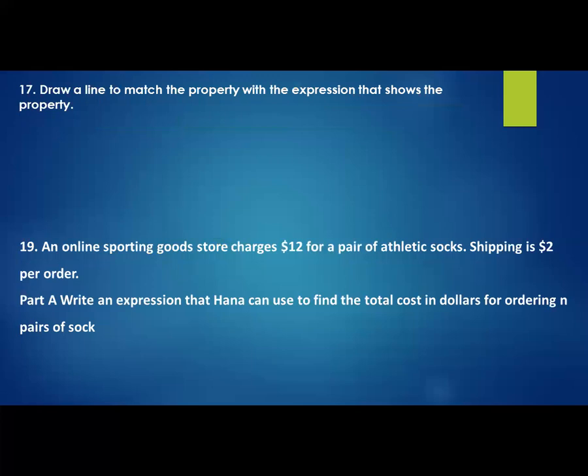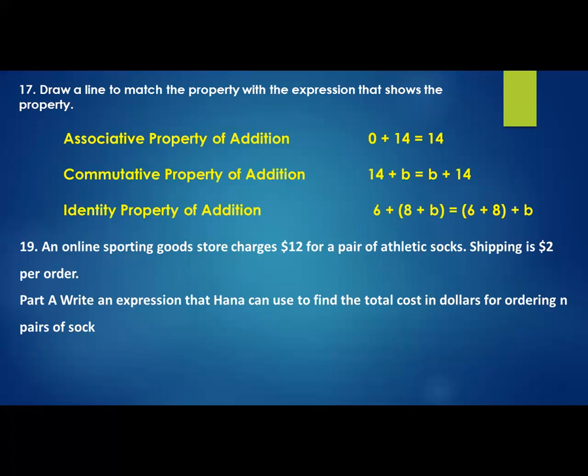Now draw a line to match the property with the expression that shows the property. Which one shows the associative property? The associative property of addition states that even if the grouping of the addends changes, the sum remains the same. So in 6 plus 8 plus b, the grouping is between 8 plus b. Here the grouping is 6 plus 8. So this shows the associative property of addition.